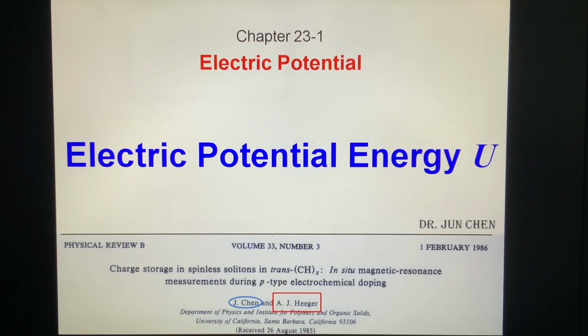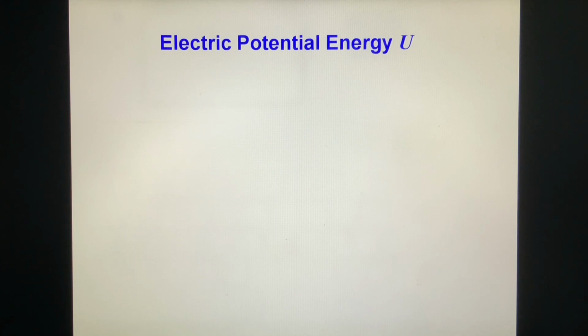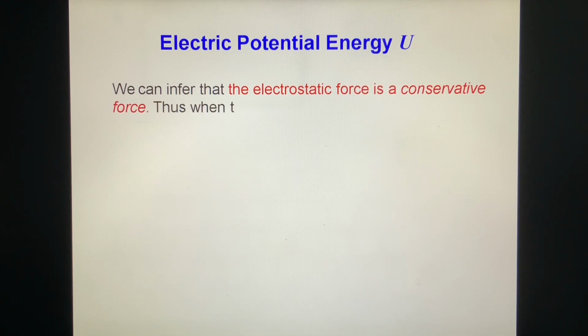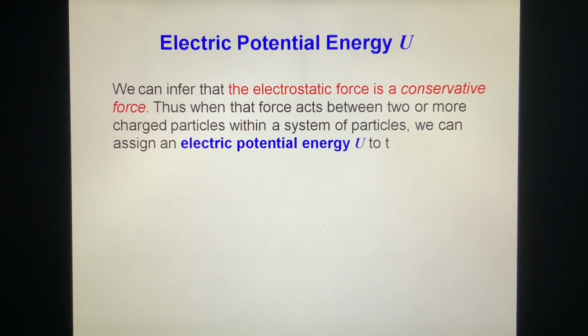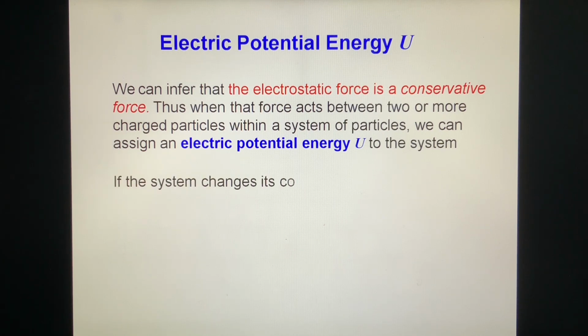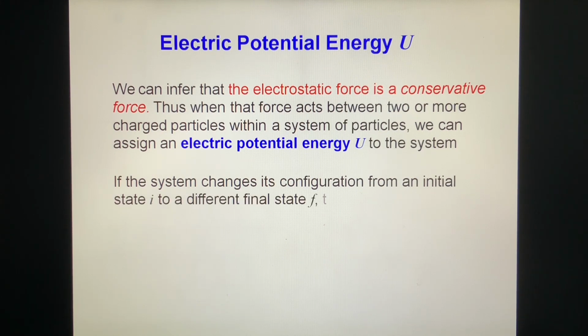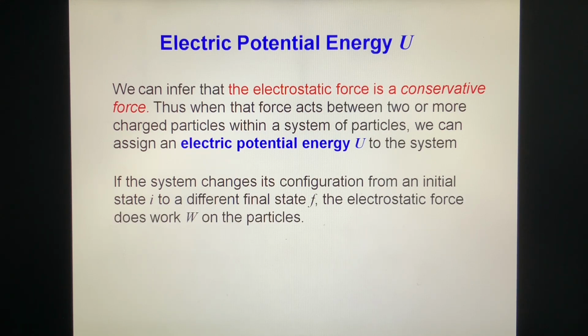Electric potential energy U. We can infer that the electrostatic force is a conservative force. Thus, when that force acts between two or more charged particles within a system of particles, we can assign an electric potential energy U to the system. If the system changes its configuration from an initial state I to a different final state F, the electrostatic force does work W on the particles.